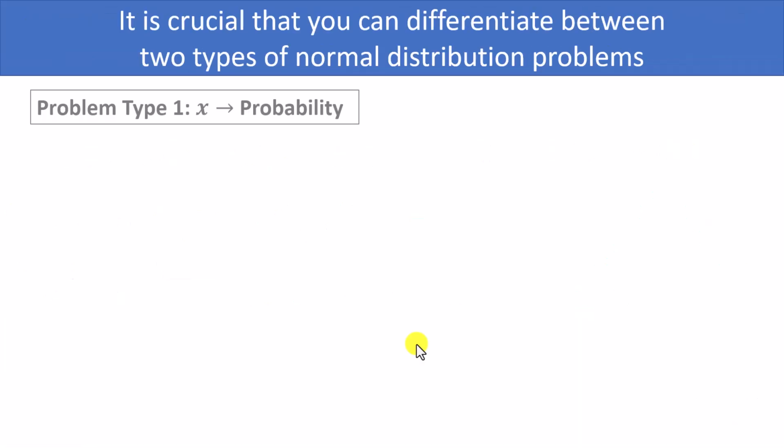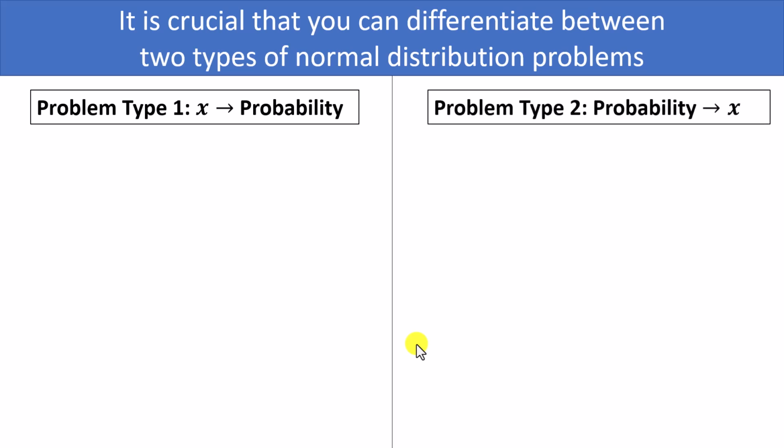Okay, so the problems that we've done so far have all been what I've called problem type number 1, right? But there is going to be another problem type that we need to be familiar with as well. And it's basically just switching things around. In problem type number 1, we had a value of x, and we were trying to find a probability from that, right? We had the pitcher's fastball, and we wanted to find the chance that he threw a fastball faster than this or slower than this or something like that.